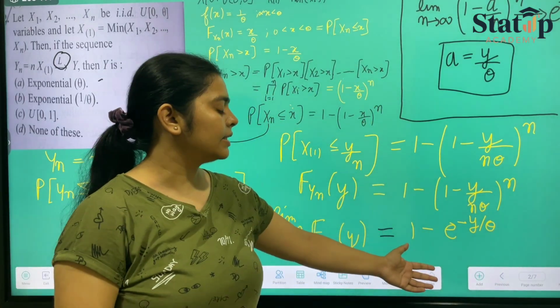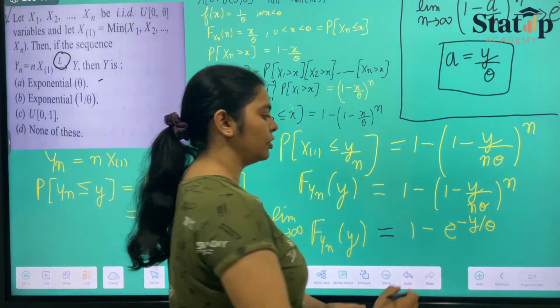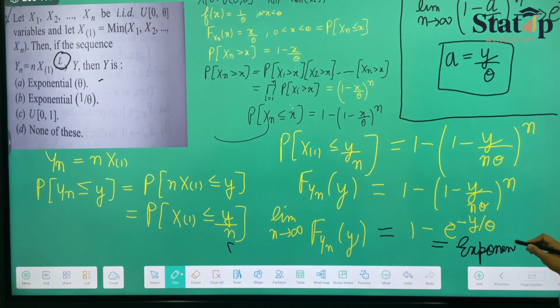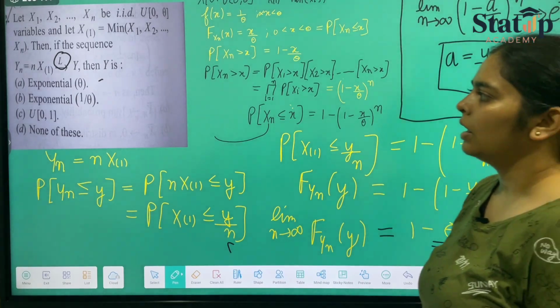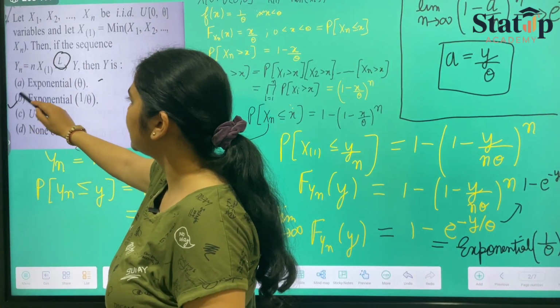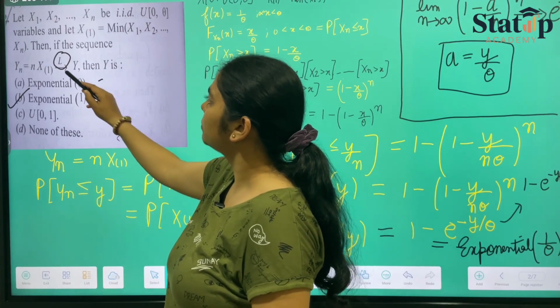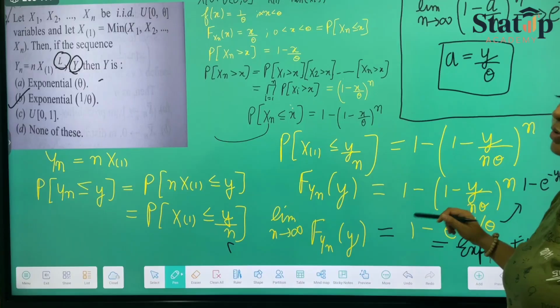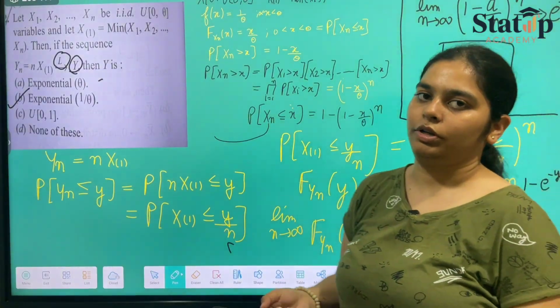And from here we can see that this is nothing but the distribution function of an exponential distribution having parameter 1 upon theta. This can be written as 1 minus e raised to the power minus y into 1 upon theta, and hence this is our parameter for the exponential distribution, which our option number B satisfies. Hence Yn converges to the distribution function of an exponential with parameter 1 upon theta.